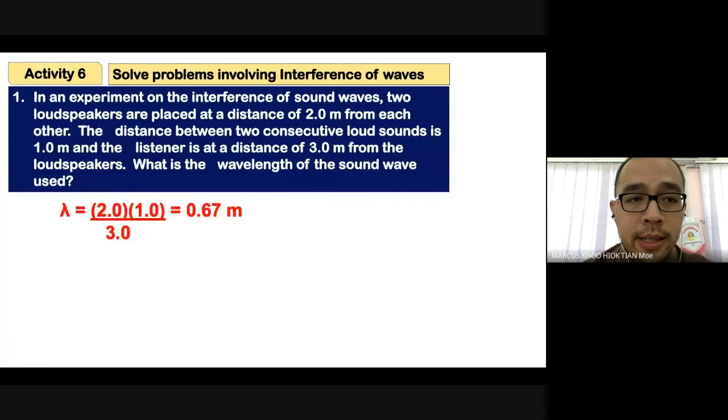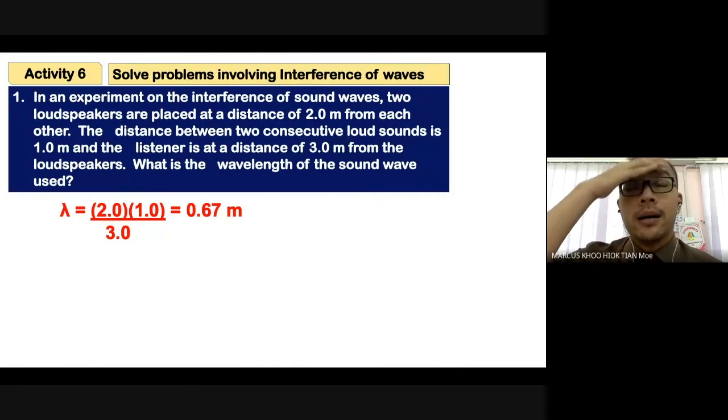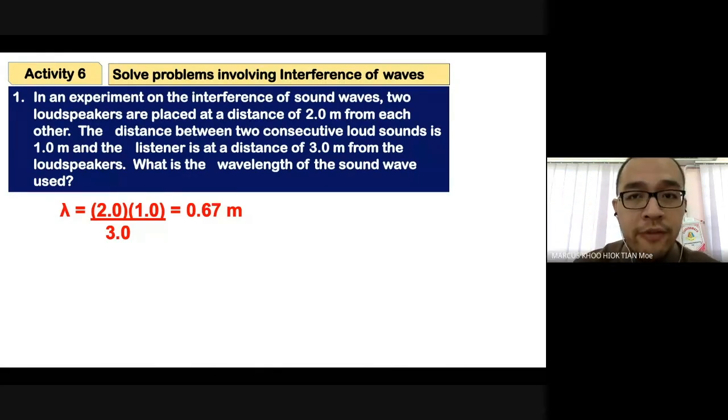So number 1, the answer is 0.67. If you use the formula, then you can get this. Everything is in meters, so it's very easy. Among the easiest waves to use the interference formula with is usually sound wave, because everything is in meters. Light wave is the most troublesome one. You have to change the millimeter to meter, and then it's very troublesome. But remember, always make sure that everything is in meters.